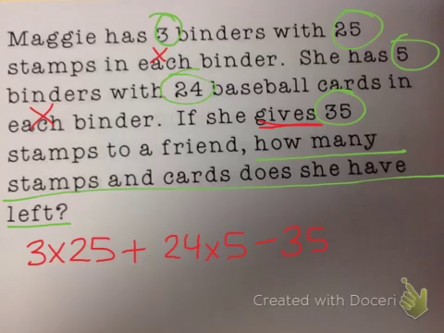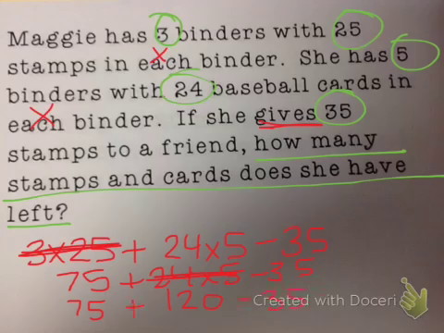Now we're going to use the order of operations to help us solve this. I have 3 times 25, because I'm going to do multiplication first. 75 plus 24 times 5 minus 35. Well, now I still have another multiplication left, so I'm going to go ahead and do 24 times 5, which is 120. So I'm going to rewrite my problem again. Now if I go through my song, parentheses, exponents, multiplication, division, addition, so now I'm going to be adding 75 and 120. So I have 195 minus 35 left. So my final answer is 160.